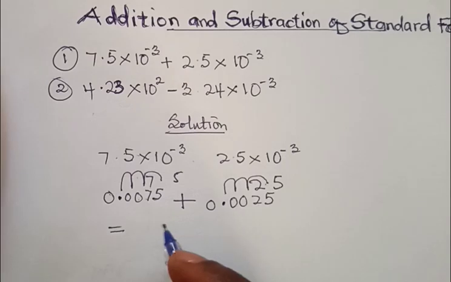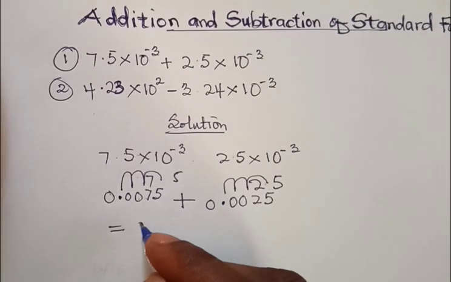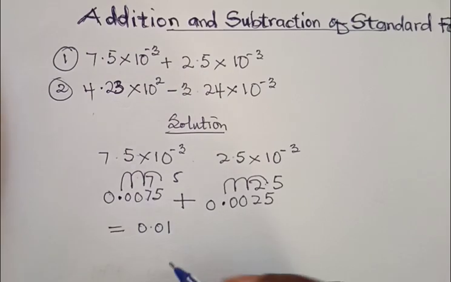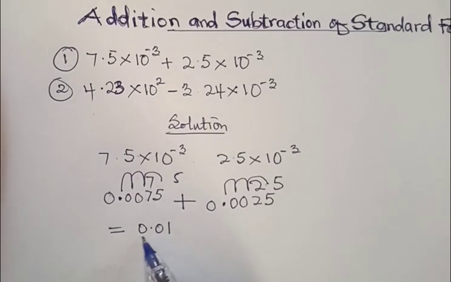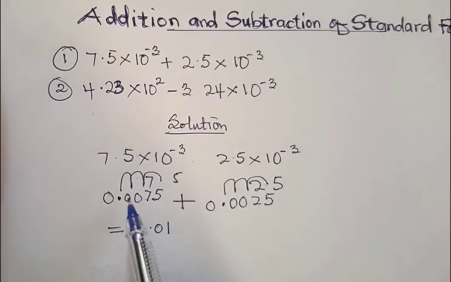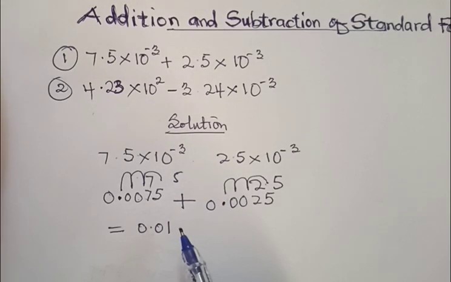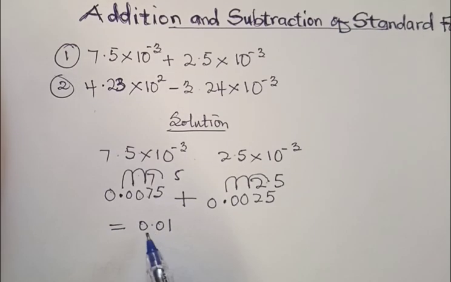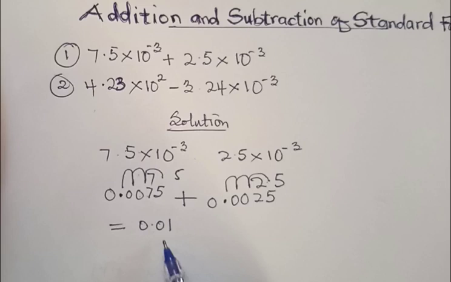Good. When you add these two, you are going to get 0.01. Great. After getting this, you change it again to standard form, because we are asked to add this and it is in standard form. So you first change it to real numbers, then you add to make it easy for you. After that, the answer you get, you change towards standard form. And this is what we have. We already learned how to change it.